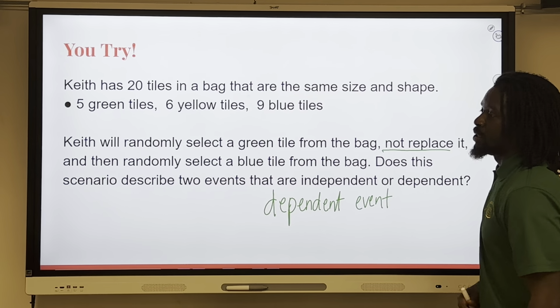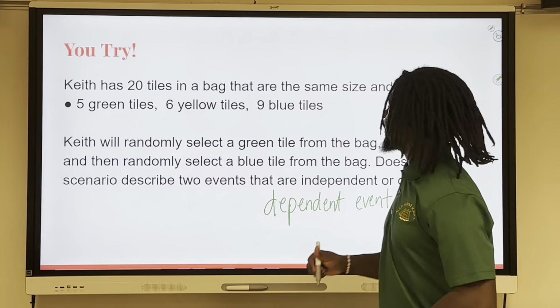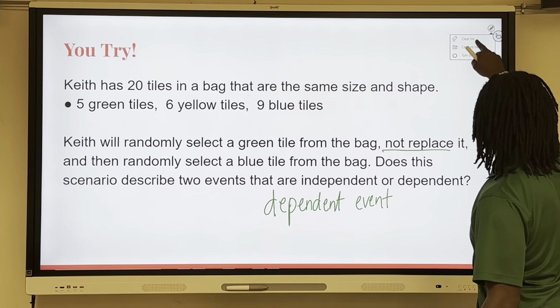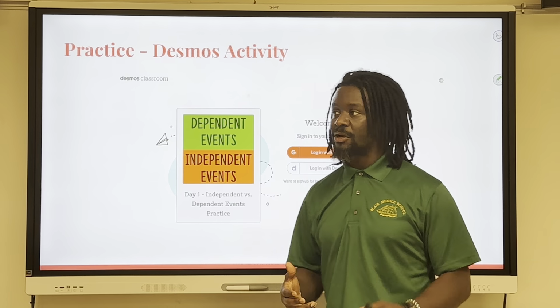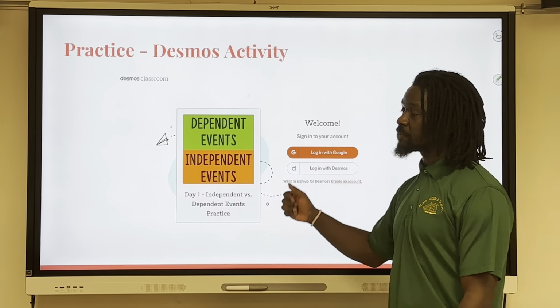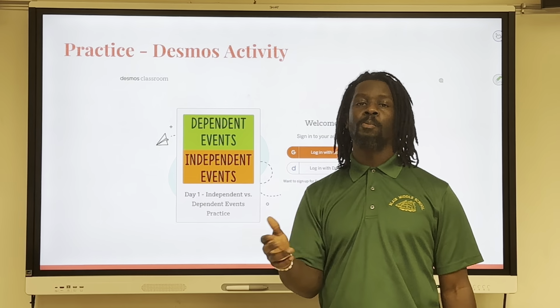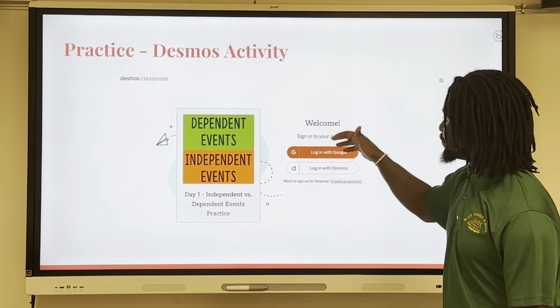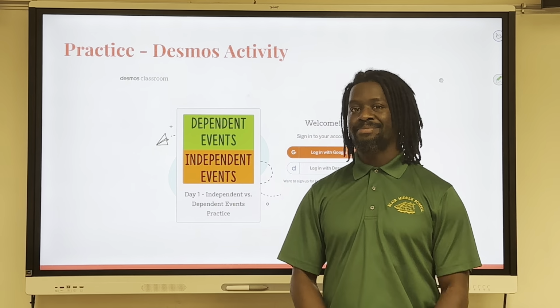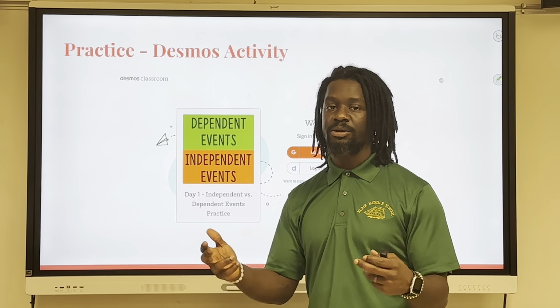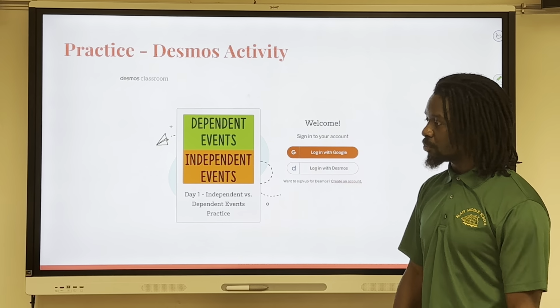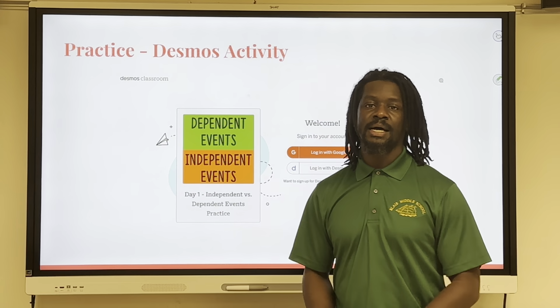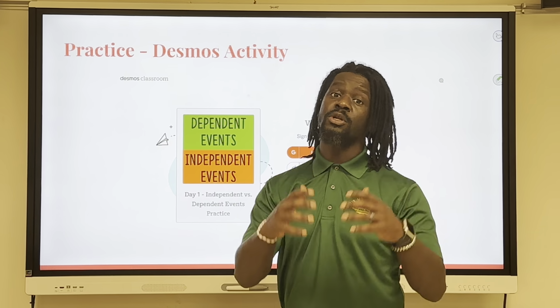All right. Now, hopefully this has helped you understand the difference between independent and dependent events. I have this Desmos activity that I want you to go back to Canvas and complete. This is just going to be 10 problems where you read the different scenarios and determine whether or not it's independent or dependent, so you will get some more practice with this. But good luck, and let me know if you have any questions.